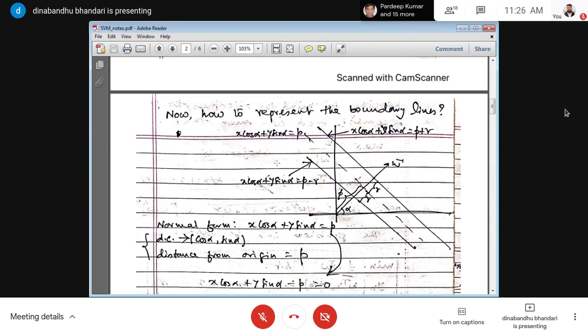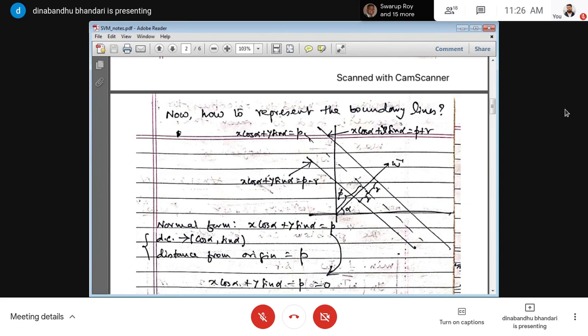Suppose you are given an equation ax plus by plus c equal to 0. We convert the line into normal form by dividing both sides, or the coefficients, by root over a square plus b square. We know that. So the coefficient of x can be represented as cos alpha, and the coefficient of y will be represented as sin alpha. Why is it sin alpha? Actually it is cos of 90 minus alpha. If this angle is alpha, the other one is 90 minus alpha.